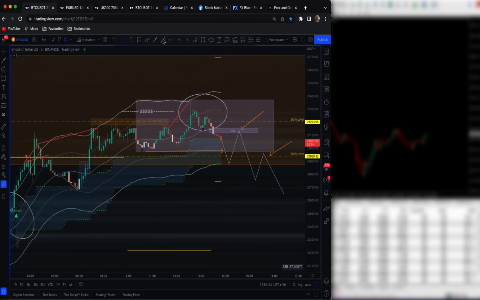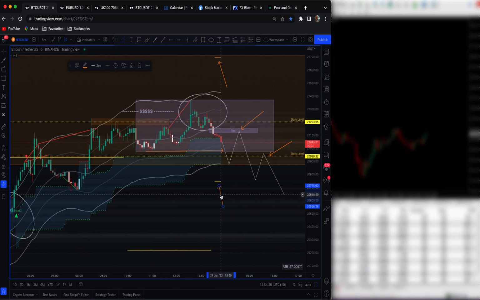The other thing we've got here as well is this little orange line up here is a weekly key level. So our indicators give us these lines. Yellow, that's a daily. Orange is a weekly, and the white lines that you'll see on here are the monthly levels. So we're on a 5-minute chart.